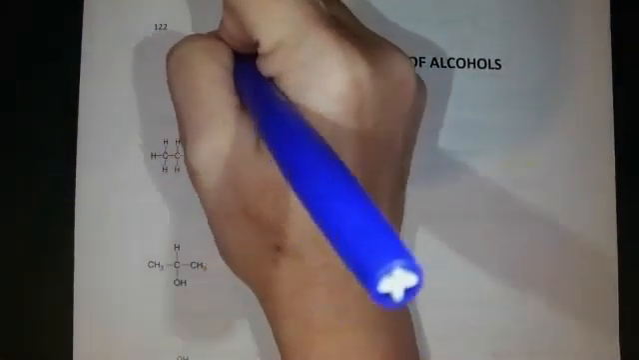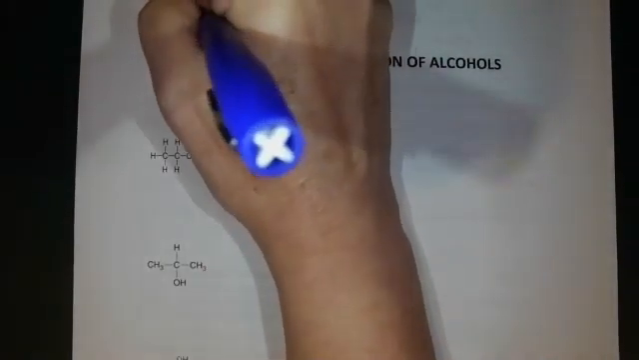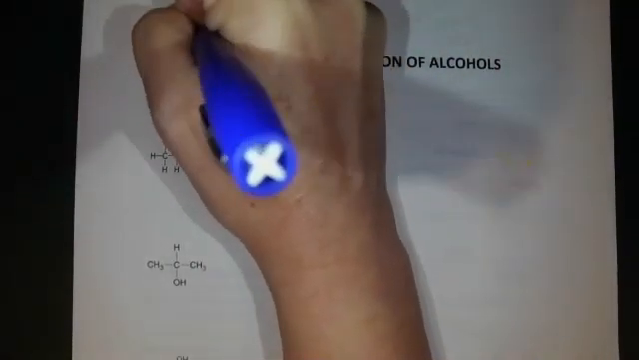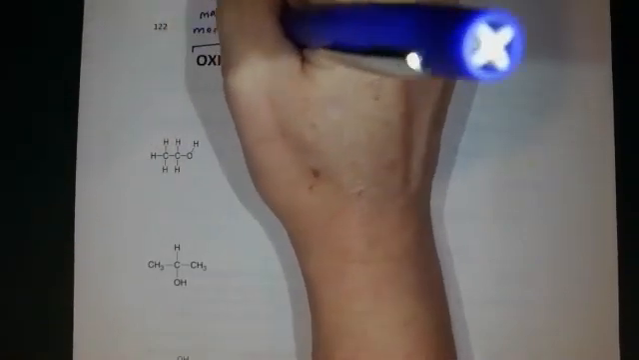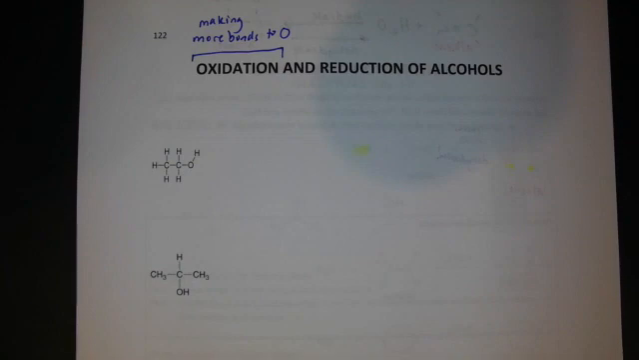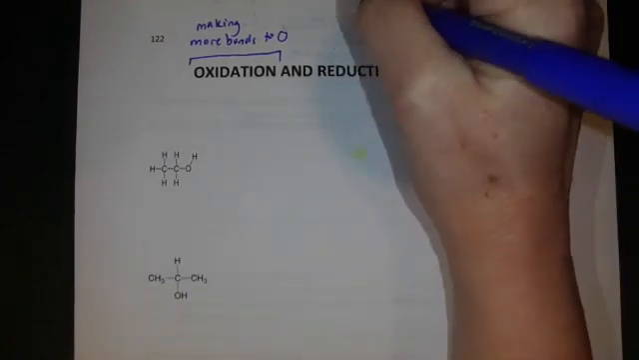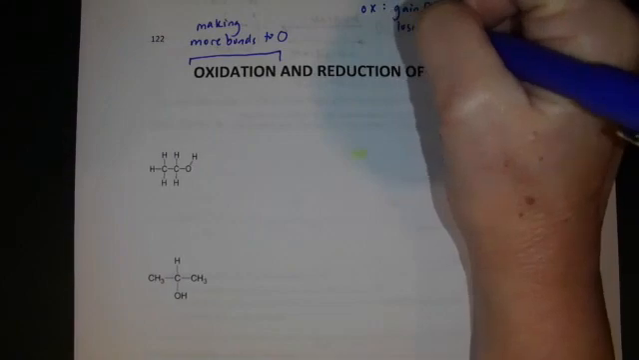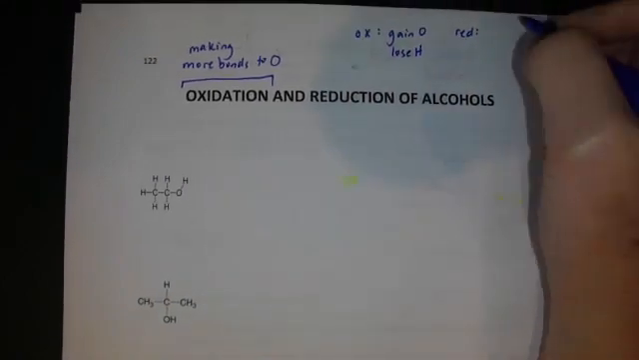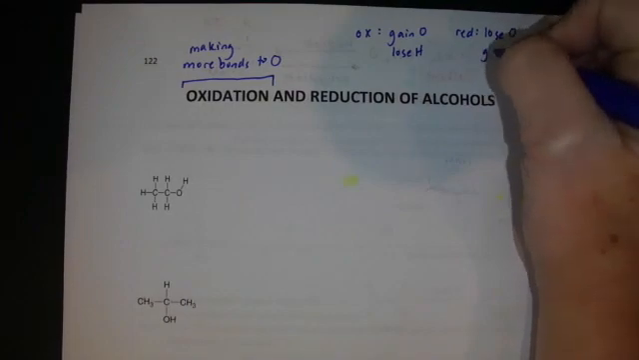When we're looking at oxidation of alcohols, remember that oxidation will involve making more bonds to oxygen. As you know, carbon makes a total of 4 bonds. So if it's possible to make more bonds to oxygen, that's oxidation. In the process, something would need to be removed from the carbon, and that would be hydrogen. We have drawn this a couple of times. Oxidation means gaining oxygen or losing H. The opposite of that is reduction, which would be losing oxygen or gaining H.